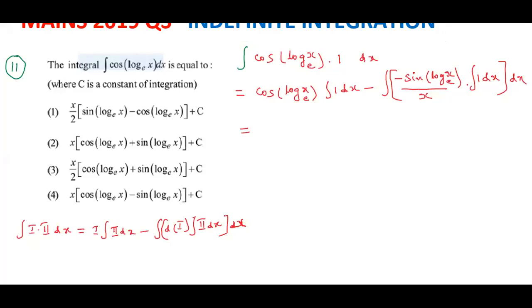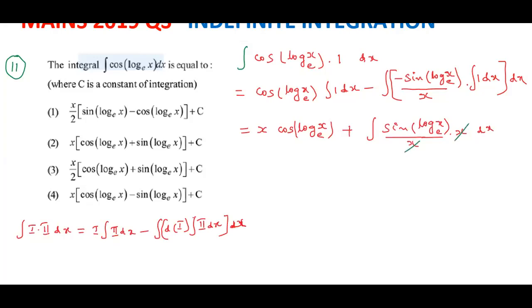Now the integration of 1 dx, how much? x. So x into cos of logarithm x to the base e, minus into minus is plus, the integration of sine of log x to the base e divided by x into the integration of 1 dx, how much? x, whole dx. Here observe that x cancels.